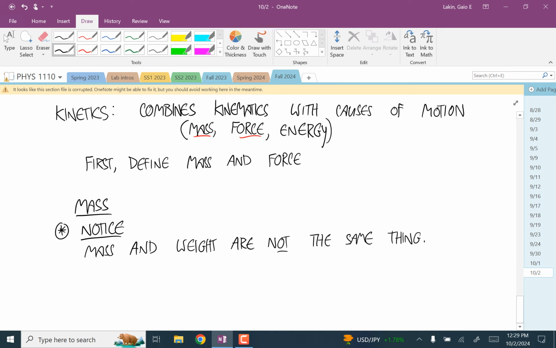So weight is the force that gravity applies to an object, and mass is what we're going to define right now. There is a relationship between mass and weight, and bathroom scales usually have settings underneath where you can flip between measuring mass and measuring force, but it's not the same thing. A bathroom scale actually doesn't measure mass. It measures the force that the scale is applying to your feet.